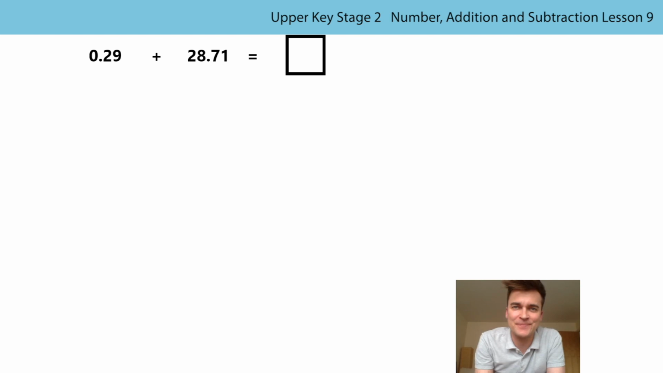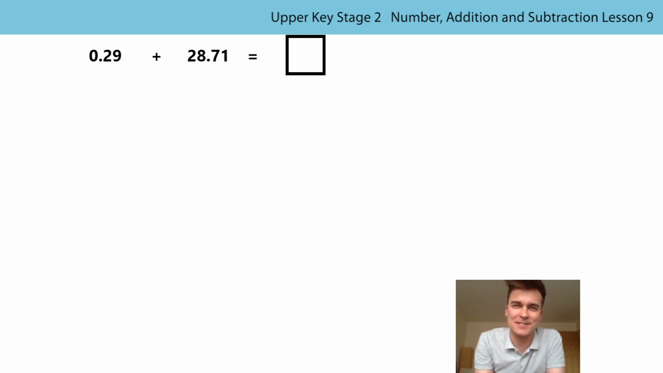Here's our first problem. 0.29 plus 28.71. Now stop. Don't rush ahead and find the sum straight away. This isn't about getting the answer quickly using a written method. This is about looking carefully at the numbers we're adding in case there are any related or known facts within the calculation that can help us to solve it mentally. So look closely at those 2 numbers, at the 2 addends. Are there any facts in there that you can see?